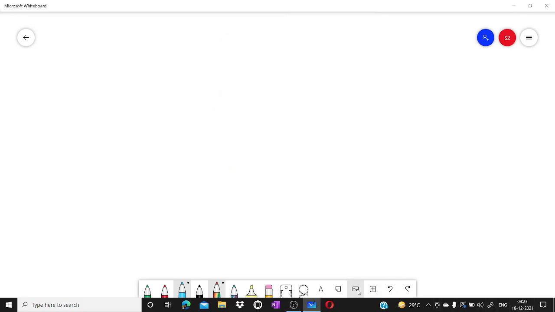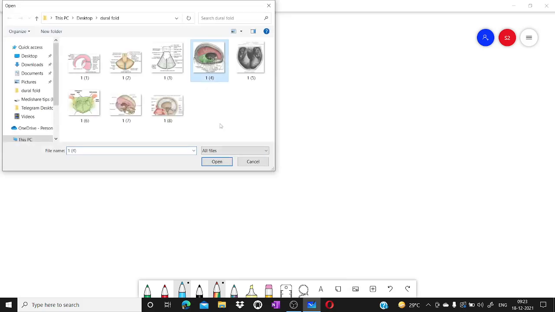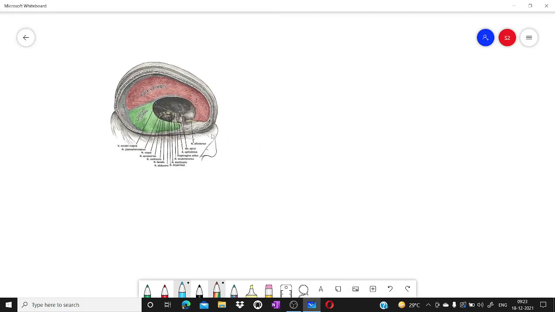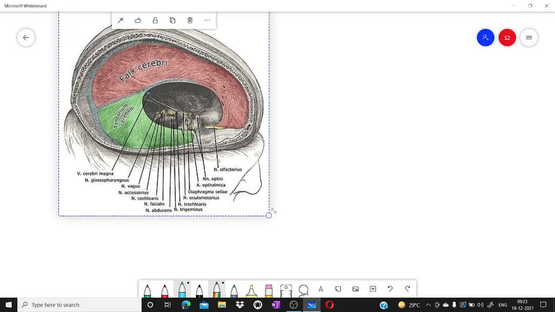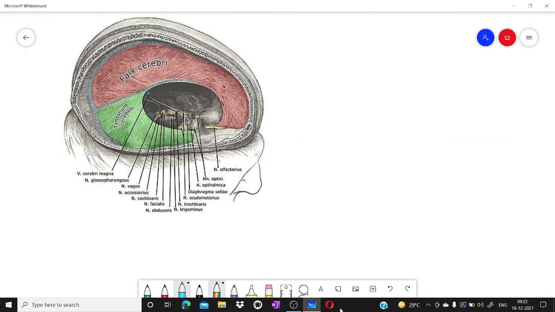Another picture. So you can clearly see the relation between the tentorium cerebelli and the falx cerebri here. This is the tentorium cerebelli, which is actually forming the roof of the posterior cranial fossa. Okay, this is the tentorium cerebelli, and this is the superior surface of the tentorium cerebelli.